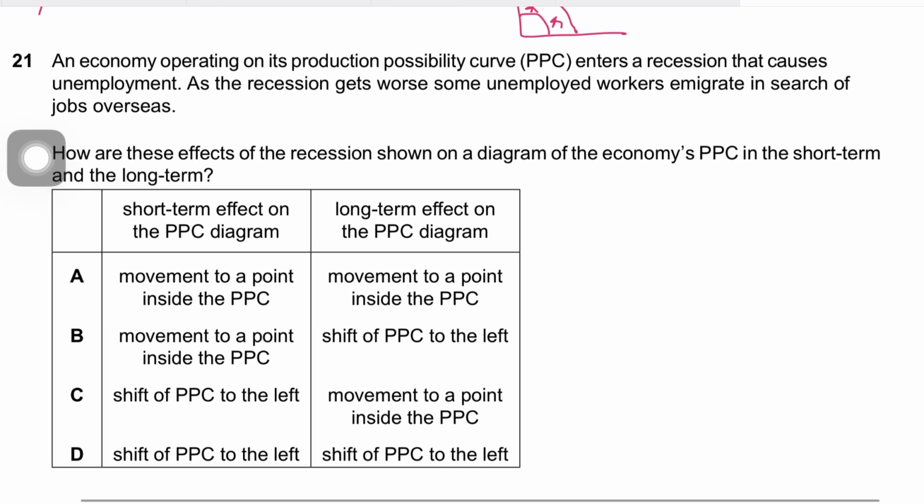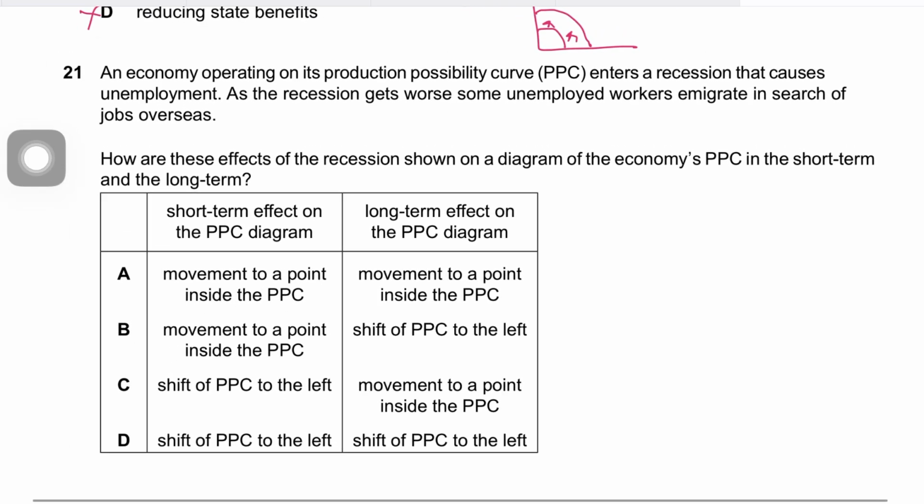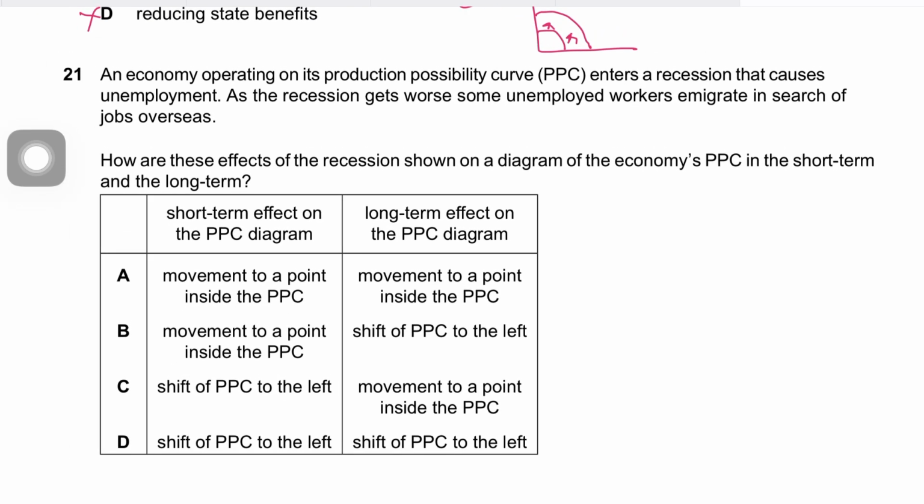Question 21, which is a good question. It says an economy operating on the PPC enters a recession that causes unemployment. Now the PPC itself is a micro topic when it comes to scarcity and movement along the curves, and when it's measuring opportunity cost, but PPC is also connected with growth and recession. Anyways, as the recession gets worse, some unemployed workers emigrate, with an E for exit. So emigrate means moving out. That reduces the size of the labor force. That should ideally cause a shift in PPC to the left, in search of jobs overseas. How are these effects of recession shown on a diagram on the PPC in the short term and the long term?